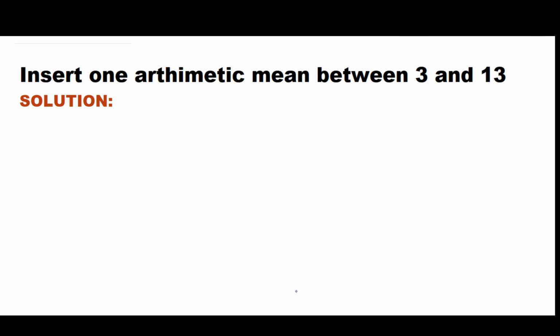The next problem, insert one arithmetic mean between 3 and 13. So we have come across the word arithmetic mean. So what do you mean by arithmetic mean? Arithmetic mean is nothing but, let's assume small a, capital A and small b are in AP. Then this capital A is called the arithmetic mean. So how do we get this mean now?